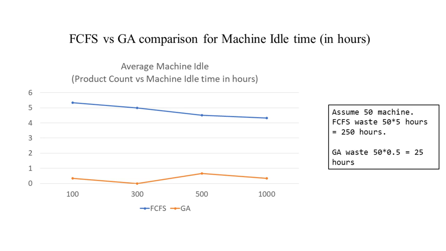Suppose that a factory has 50 machines running at the same time, a normal schedule will waste around 250 machine hours. This is obtained by 50 machines times 5 idle hours on average. But as we can see, GA scheduler has very low idle hours, and it even reaches 0 idle hours. This means that the factory will have 100% productivity, where all of the machines are running and none of the machines is sitting and doing nothing.